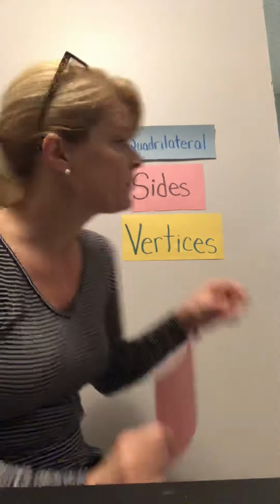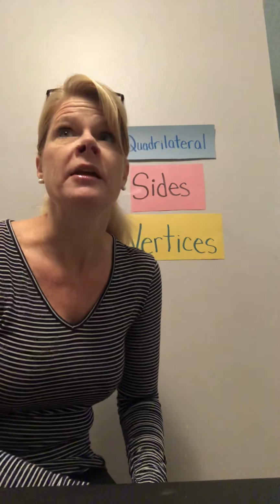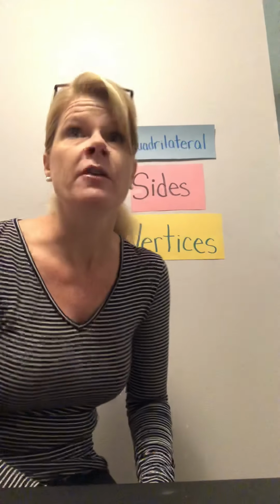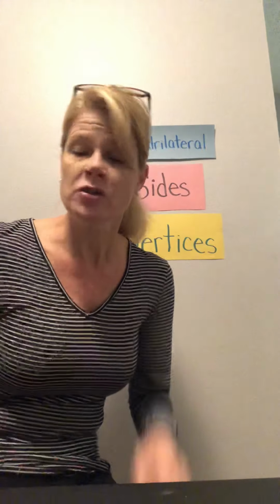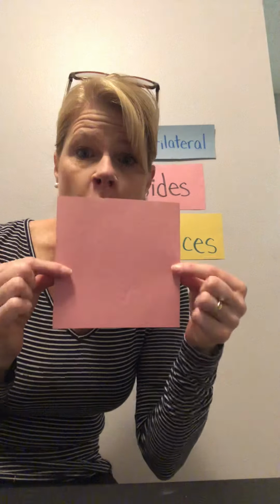The beginning of the word quadrilateral, the first syllable, if you clap it out, is quad. Do you know what quad means? Quad means the number 4. If mom has 2 babies, we call them twins. If a mom has 3 babies, we call them triplets. If a mom has 4 babies, we call them quadruplets. So quad is the number 4.